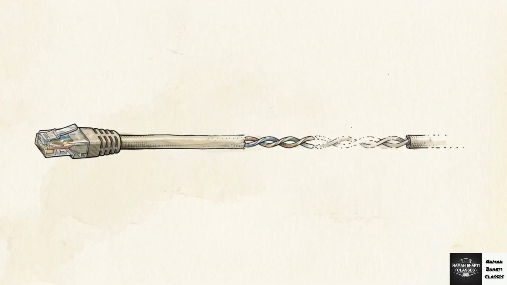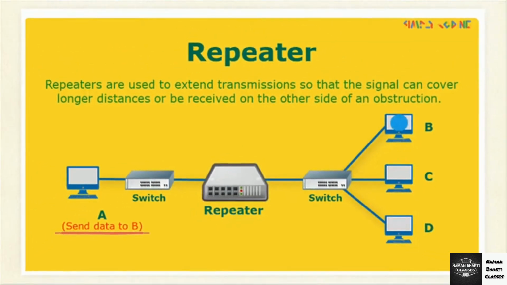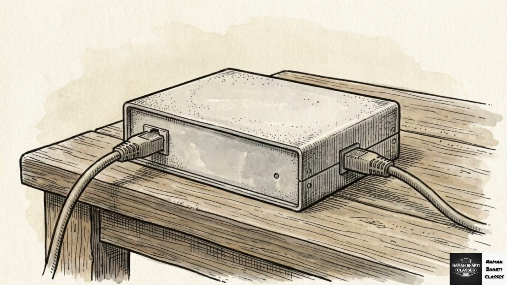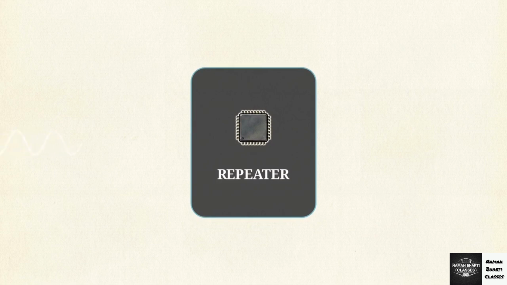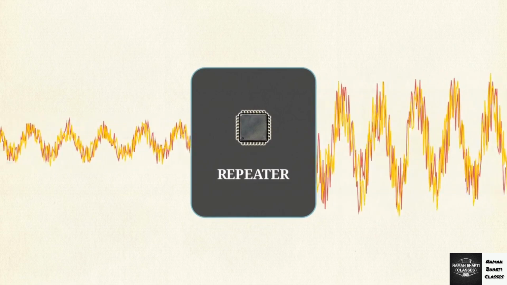But what happens when you need to run a cable further than the physical signal limit allows? This diagram shows a repeater. It is a strictly physical layer device deployed for one reason: to extend transmissions so a signal can clear an obstruction or cover a longer distance. It solves your physical reach problem cheaply, but it adds zero intelligence. A repeater blindly amplifies whatever it receives, meaning it will boost background static and interference right along with your data.